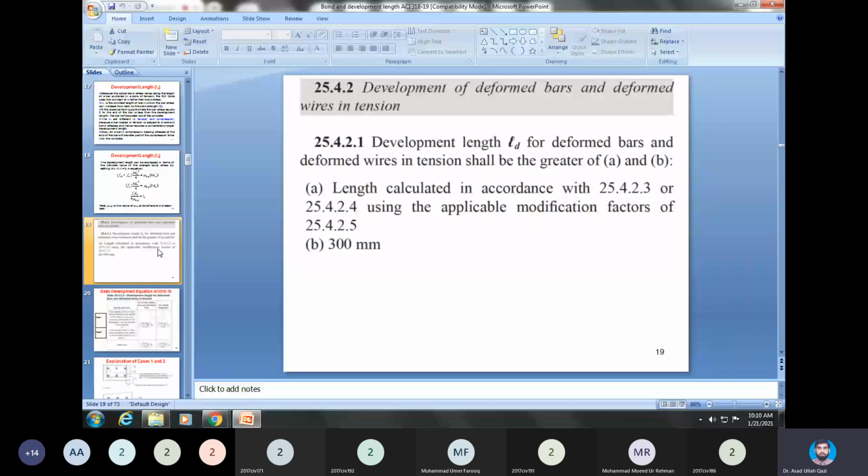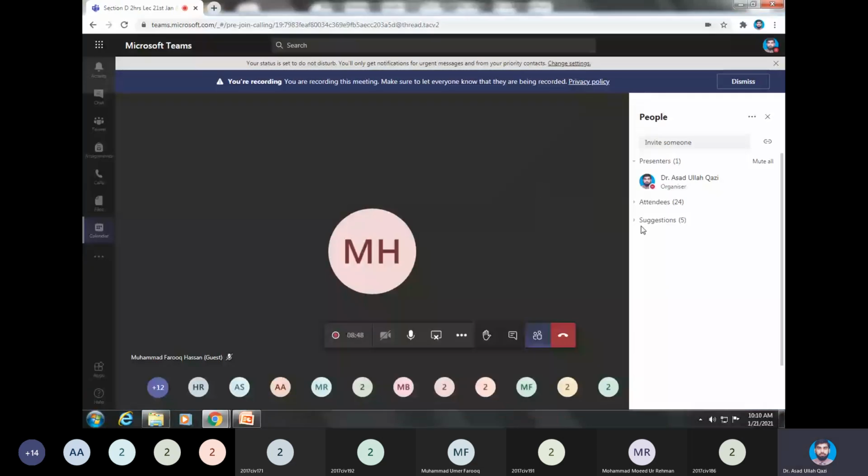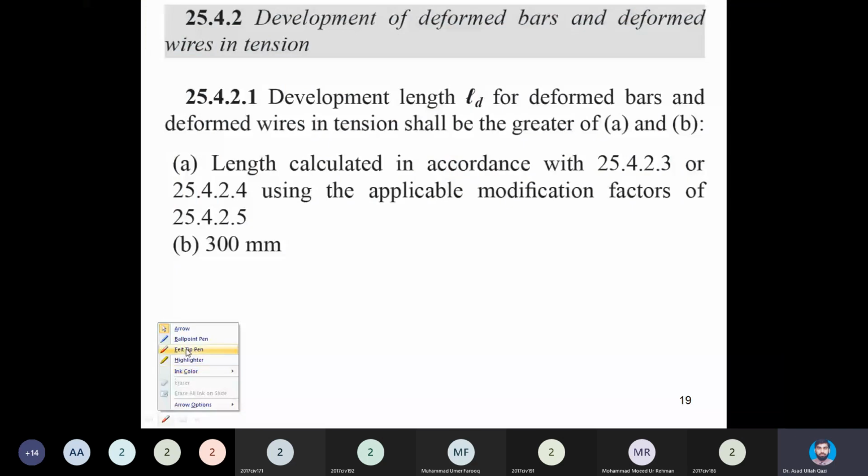So still 24 are visible to me. So let us start, and then I will check later on how many are present at the moment.